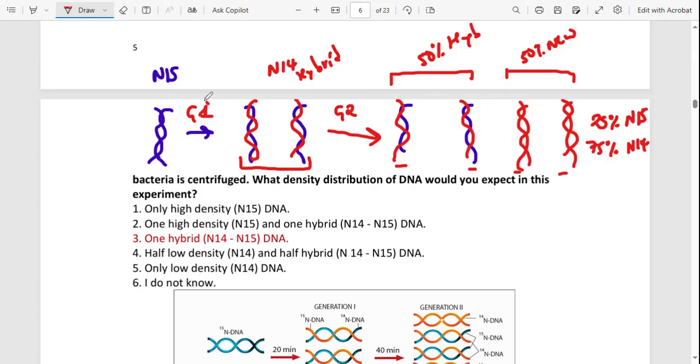So because this was just after the first generation, we are interested in this. Only high density? Is this only high density? No. One high density and one hybrid, is that true? No. Only hybrid, nitrogen 14 and 15. This is true, right? This is only hybrid. And then half low density and half hybrid, that's supposed to be the second generation, isn't it? Only low density, that's also not correct.